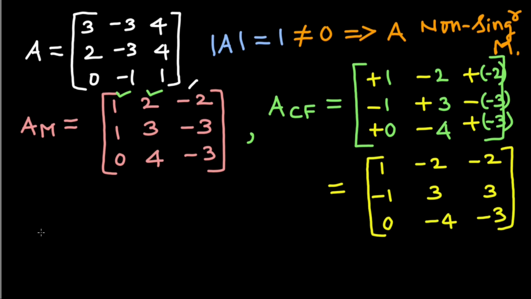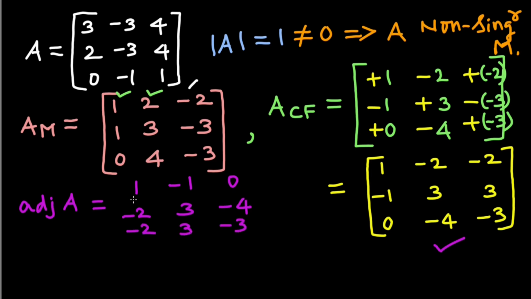-3. Next we will write the adjoint of A, which will be the transpose of this cofactor matrix. So it will be 1, -1, 0, -2, 3, -4, -2, 3, -3. Now that we know the adjoint of matrix A, we will write the formula to find the inverse of matrix A.